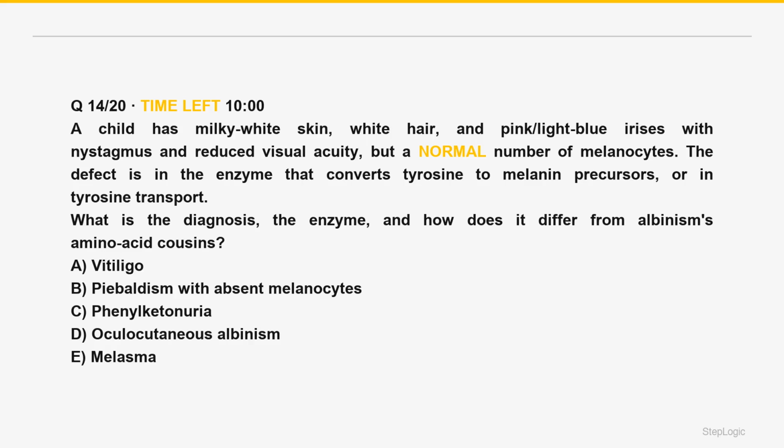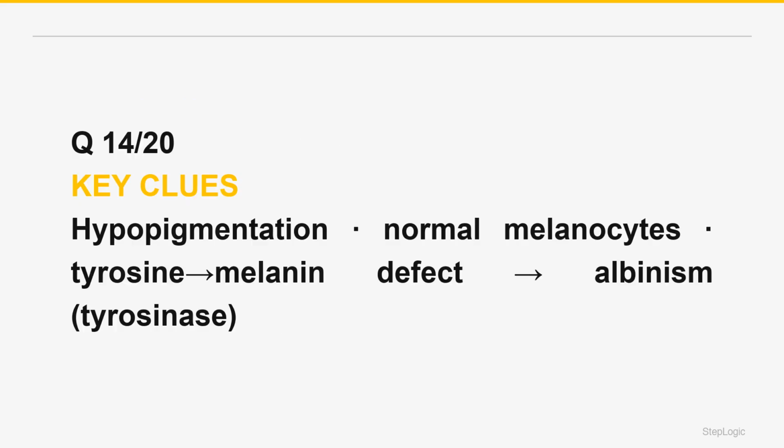What is the diagnosis, the enzyme, and how does it differ from albinism's amino acid cousins? A child has milky white skin, white hair, and pink light blue irises with nystagmus and reduced visual acuity, but a normal number of melanocytes. The defect is in the enzyme that converts tyrosine to melanin precursors, or in tyrosine transport. Read the command: diagnosis, enzyme, contrast with cousins. Hypopigmentation, normal melanocyte number, tyrosinase defect: oculocutaneous albinism, versus PKU, phenylalanine hydroxylase, alkaptonuria, homogentisate oxidase.